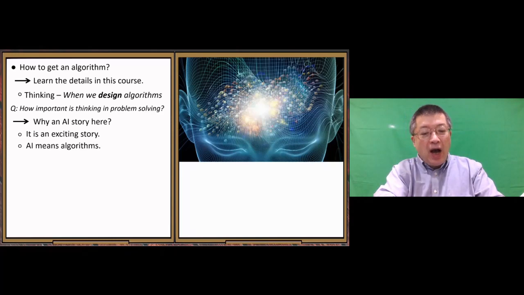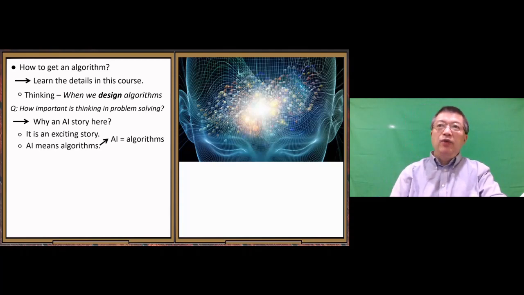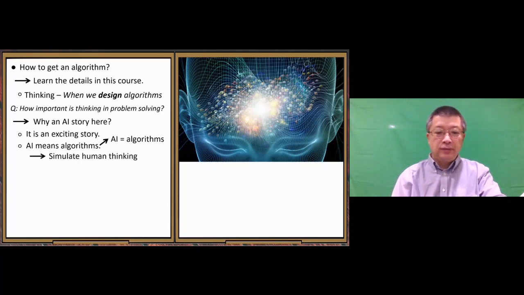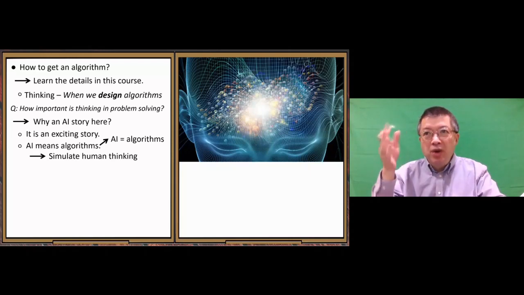And AI means algorithms. What is AI? The essence of AI is algorithms. That's why we talk a lot about AI. We can even write AI equals algorithms. That's important. In AI, when we develop our algorithms, basically the programmers and designers try to simulate human thinking.